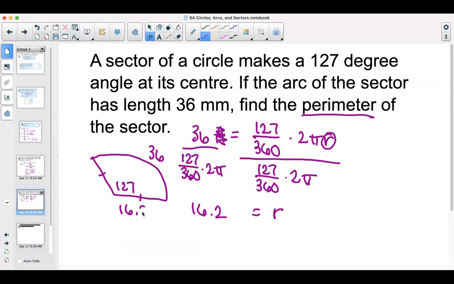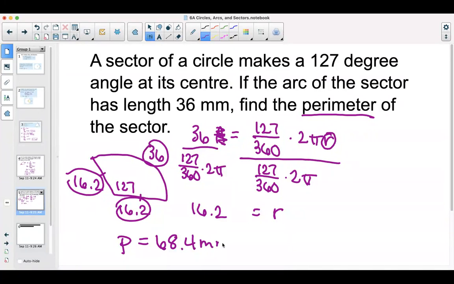Now it says to find the perimeter. So if this is 16.2 and this is 16.2, I need to add all three of these together. And so my perimeter, when I add those together, we get 68.4 millimeters. And there's your perimeter.